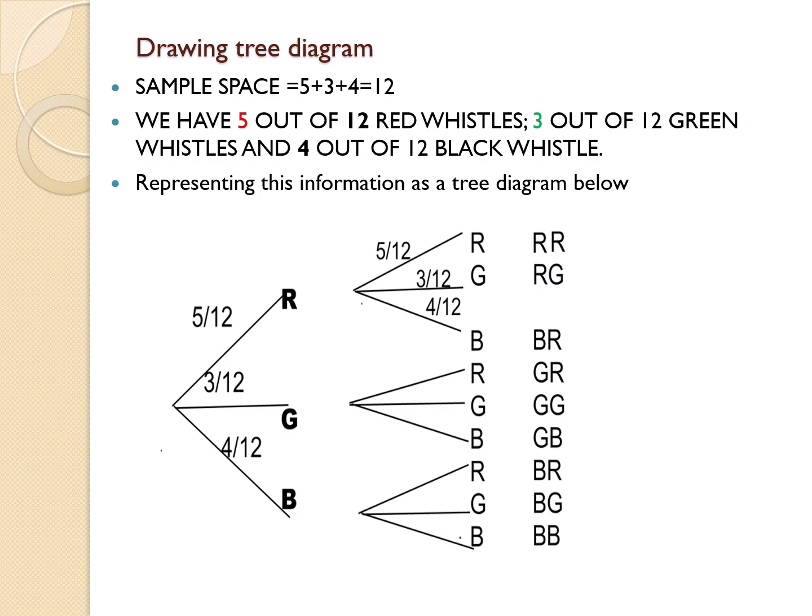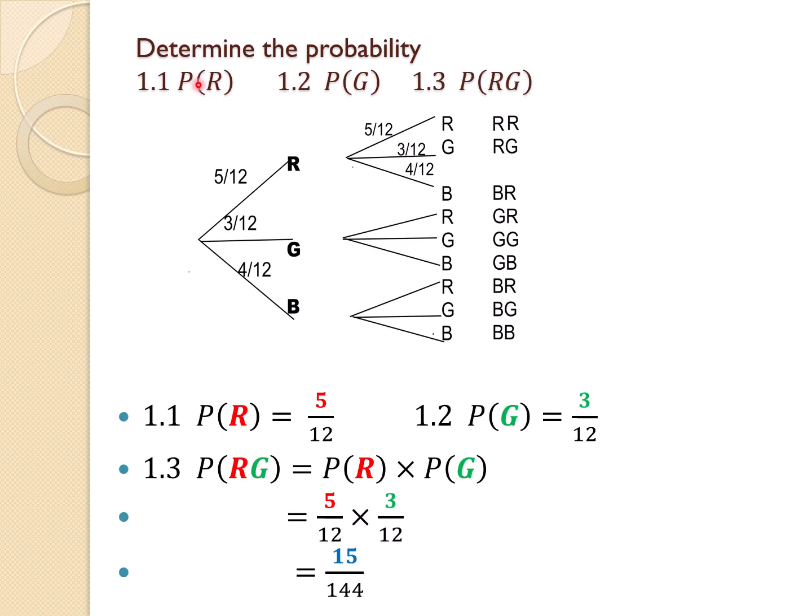Right, so let's go and answer the first question. Right, so first they say we must determine the probability that it would be red. So what's the probability I can select a red whistle? If I select once, red, it's 5 over 12 because I have 5 out of 12 red whistles. Right? What's the probability I would select green?